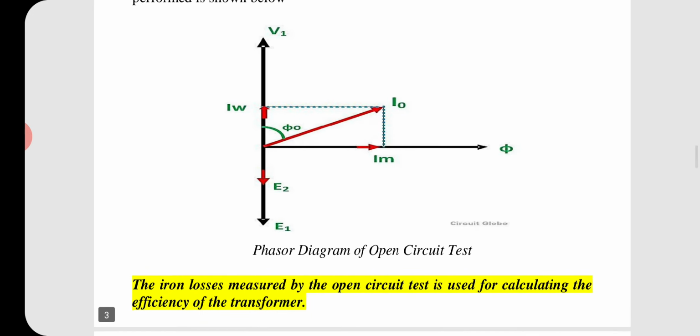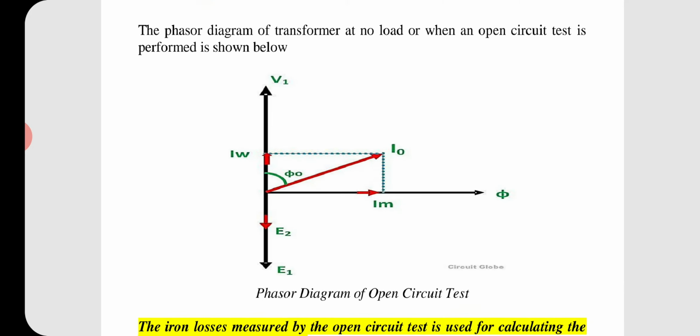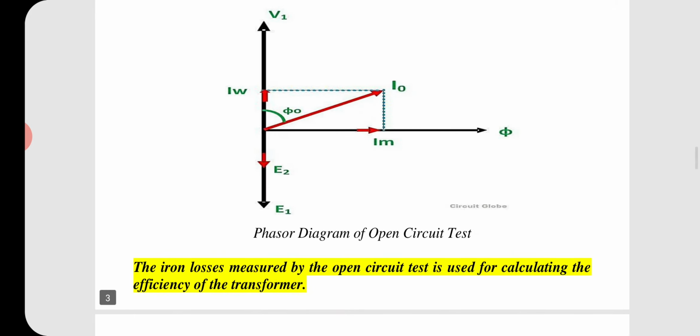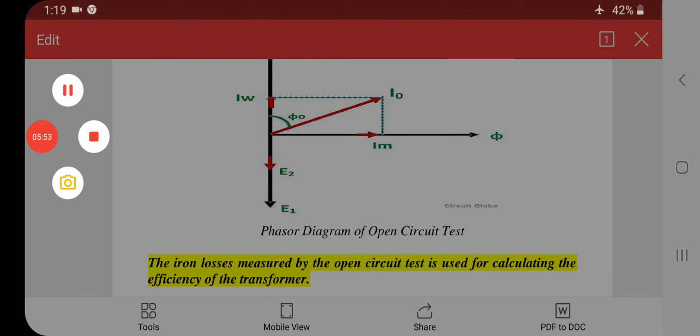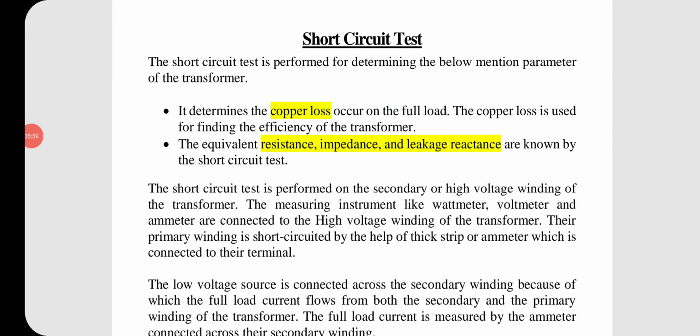So this is all about the open circuit test. Here we can measure the efficiency of the transformer with the help of circuit parameters determined by the open circuit test. So in the open circuit test we determine one of the losses, that is the iron loss. Now coming to the short circuit test.